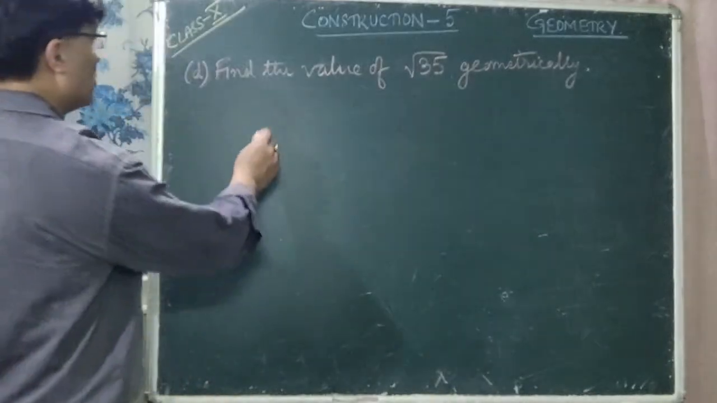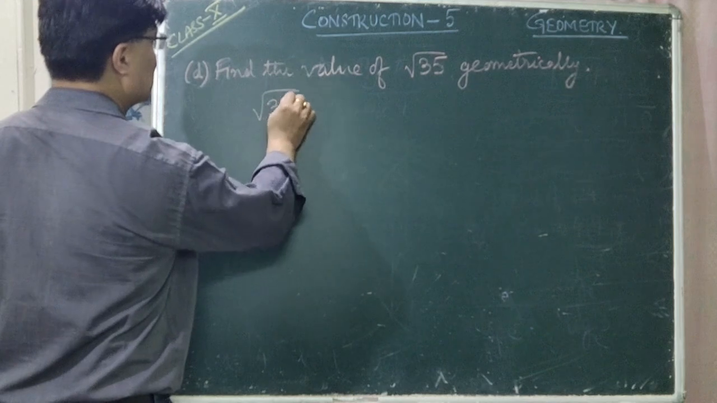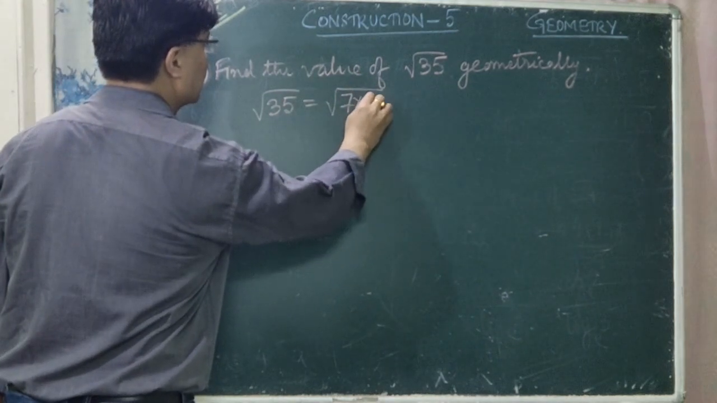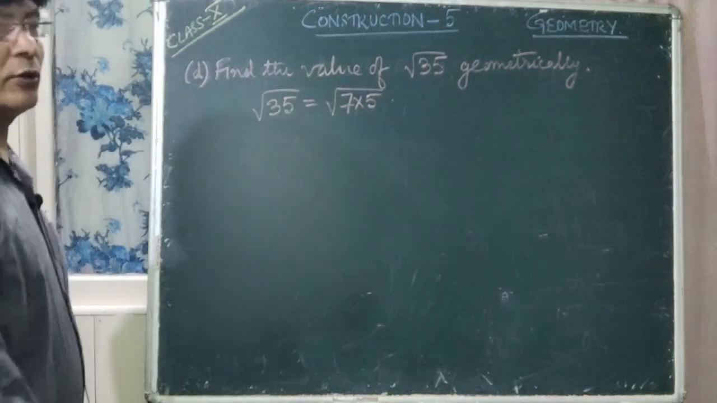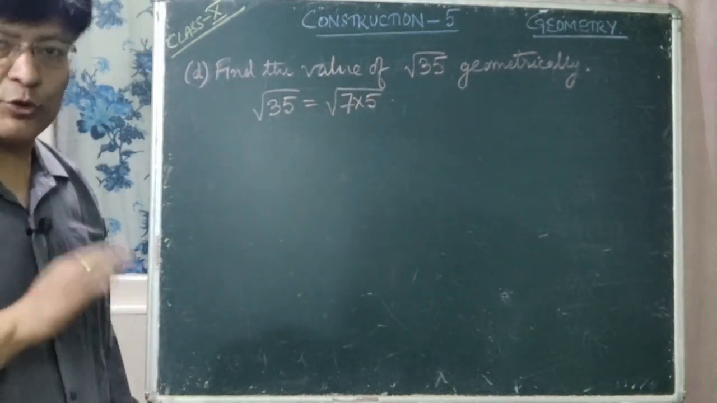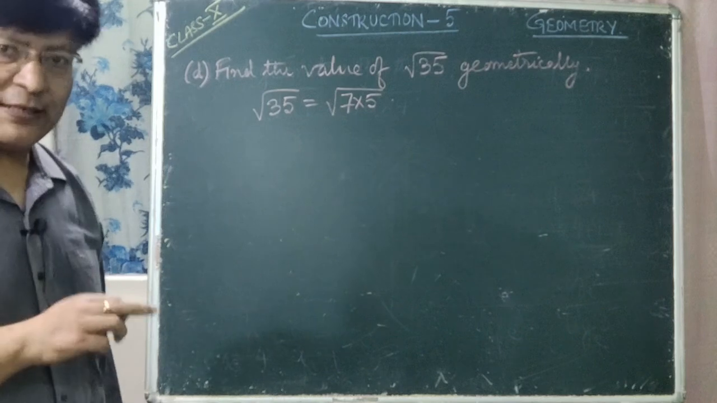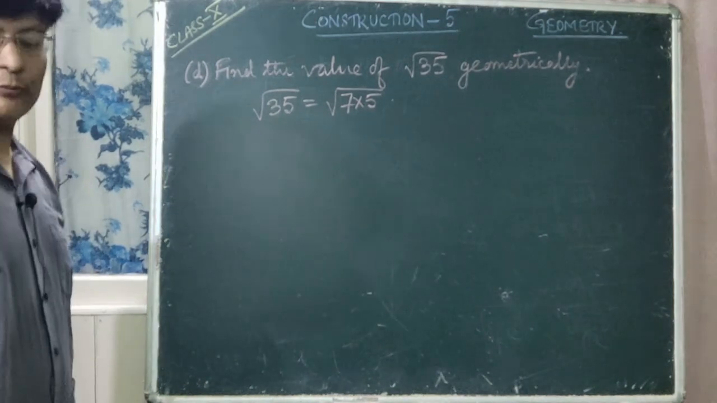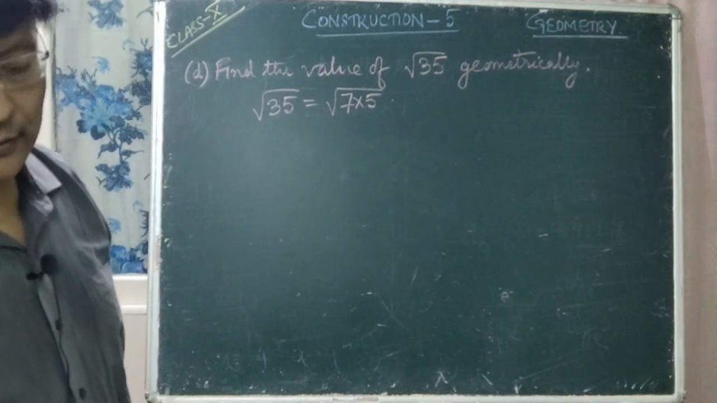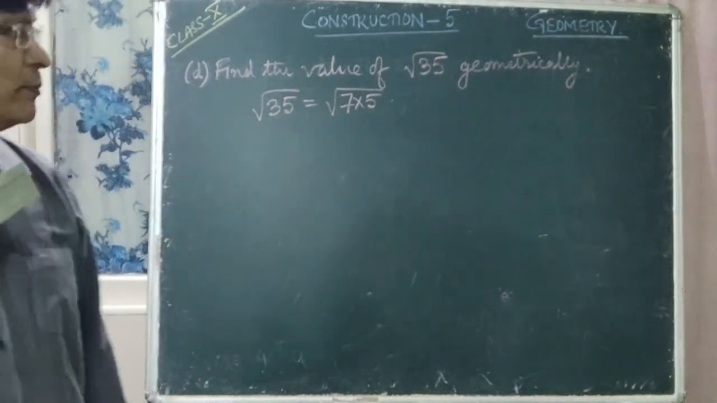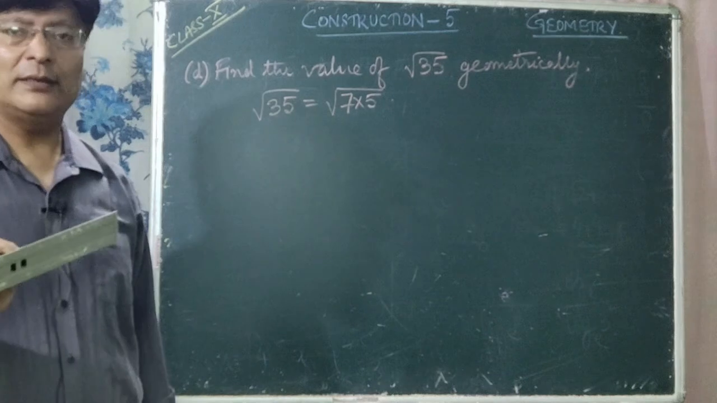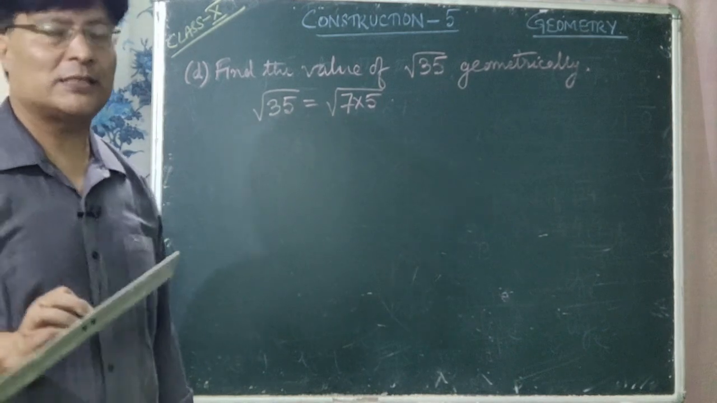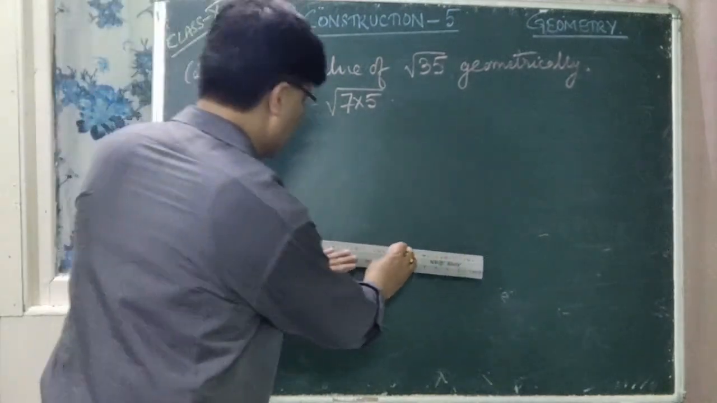So now root over 35 can be written as root over 7 fives are 35, isn't it? Root over 35 is equal to root over 7 into 5, that is your root over 35. Now you have to measure the two lengths here. One is 7 centimeter and the other is 5 centimeter. That is 7 plus 5 is 12 centimeter. Okay.